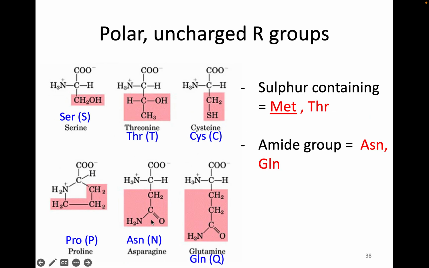The polar uncharged R group amino acids include serine and threonine, containing hydroxyl groups with primary and secondary alcohol respectively. Cysteine has a thiol group, asparagine and glutamine contain amide groups, while proline is a secondary amine amino acid.